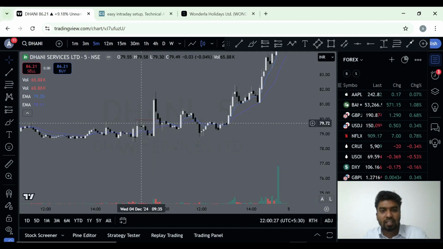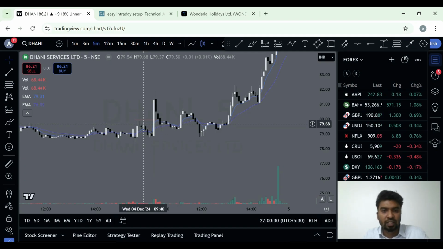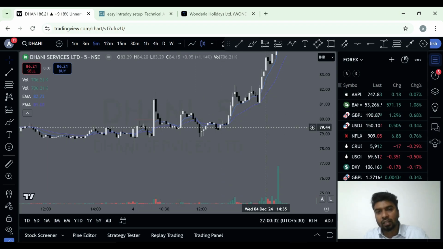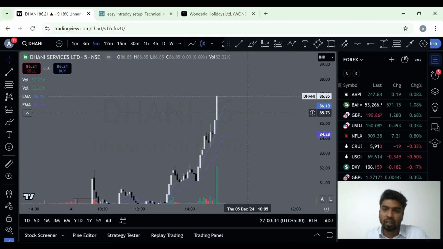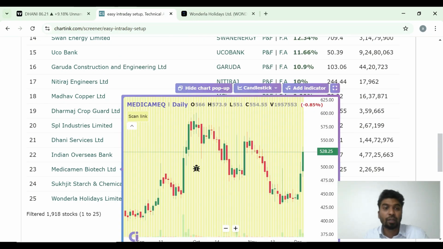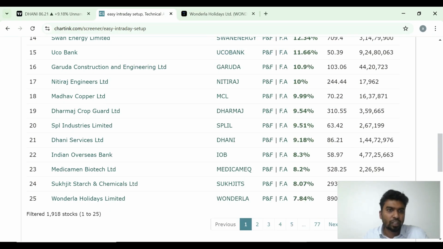The last swing, this SL has been set and confirmed, and after that, Dhani Services shot up by like 12% or 13%. Dhani, how much is it? 9% has shot up. We will consider another one also.